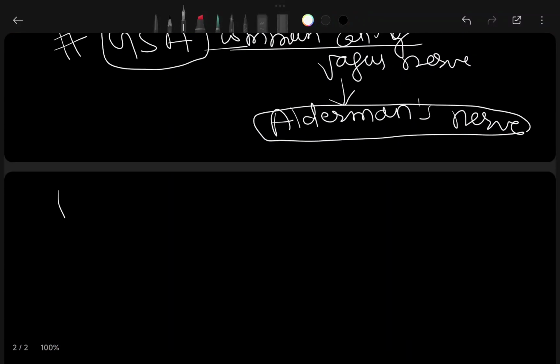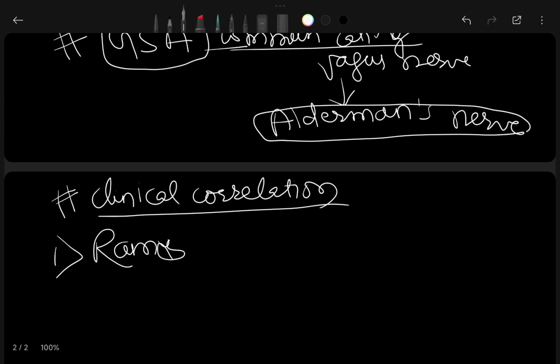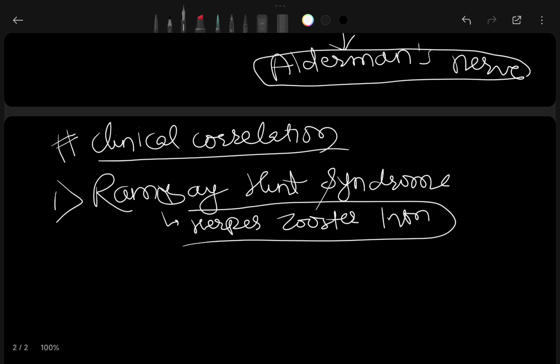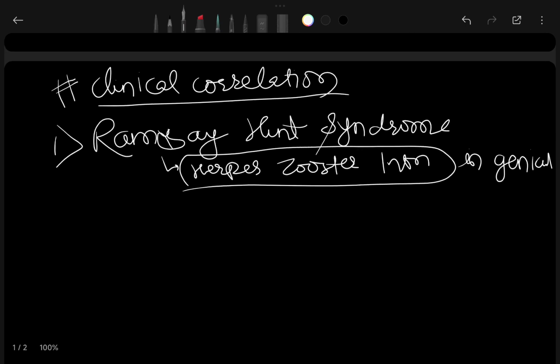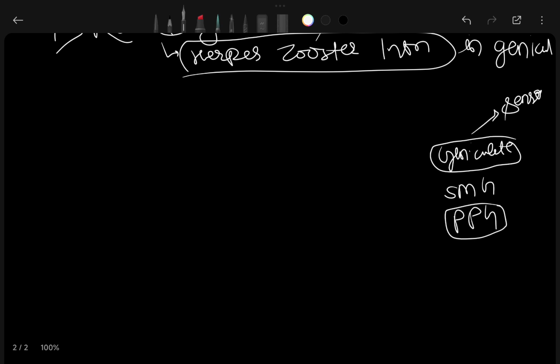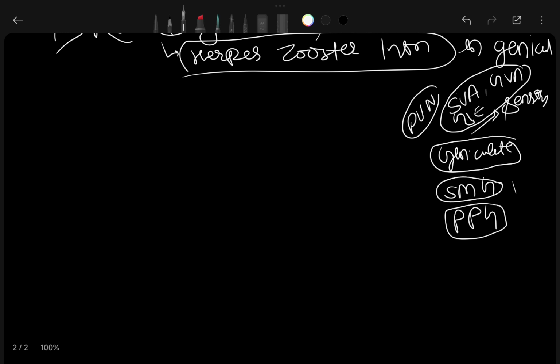Now we are going to clinical correlation. The very first one is Ramsay-Hunt syndrome. This is due to herpes zoster infection in the geniculate ganglion. We have discussed three ganglia: in the facial nerve there is the geniculate ganglion, another was the submandibular ganglion, and another was the pterygopalatine ganglion. The geniculate ganglion is a sensory ganglion, and all the sensory or afferent fibers, that is special visceral afferent, general visceral afferent, and general somatic afferent, relay in this geniculate ganglion as pseudo-unipolar neurons; the central process goes up and the peripheral process goes to the respective distribution. The other two are parasympathetic ganglia.